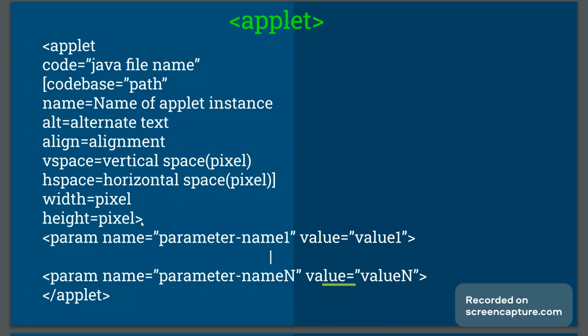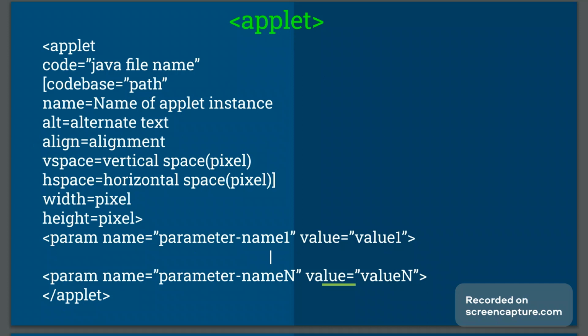And in between the start of the applet tag and the end of the applet tag, we can include the param tag. Param tag is a parameter tag. It is having two attributes, name and value. In the name attribute, we have to give the name for the parameter, and in the value attribute, we can pass the value to that parameter. And you can have n number of param tags between the start and end of the applet tag.